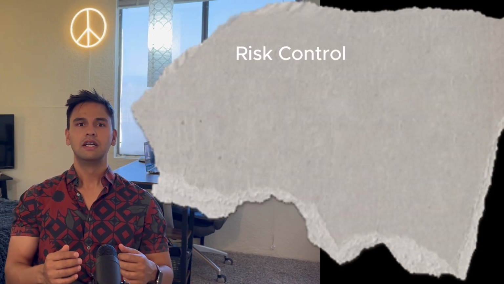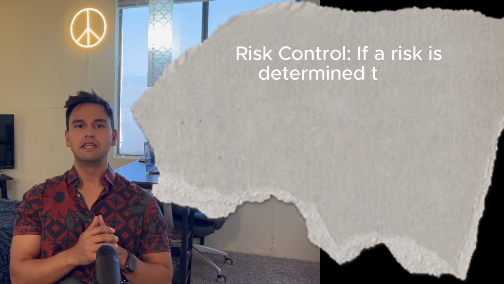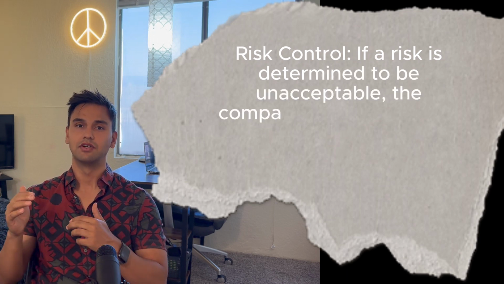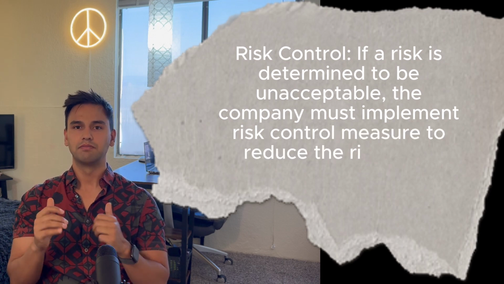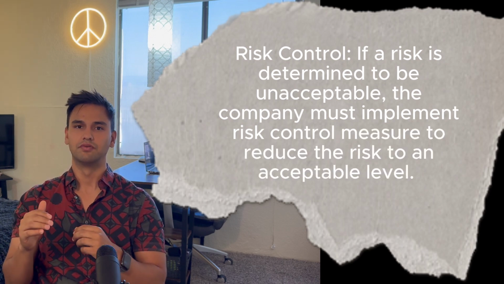So that brings me to risk control. Risk control, what does it mean? If a risk is determined to be unacceptable, the company must implement risk control measures to reduce the risk to an acceptable level, right? ISO 14971 recommends using the following control options in terms of priority. So ISO basically says, if the risk is unacceptable, what do you need to do? Maybe you need to do a design change, or how do you need to proceed, right?